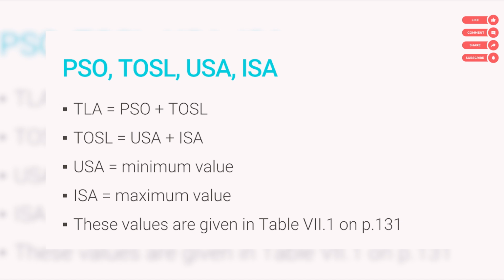This is definitely true. How do you know what the minimum value for USA and the maximum value for ISA are? They're all given in Table 8.1 on page 131. So that's how you get that. The important thing is, we have a minimum USA, the unpaved, and conversely, for the paved, we have a maximum. You cannot exceed the maximum that is set.